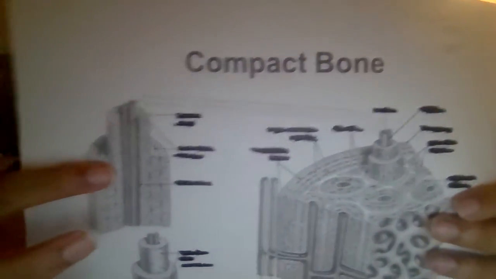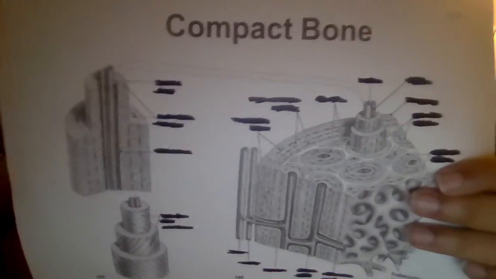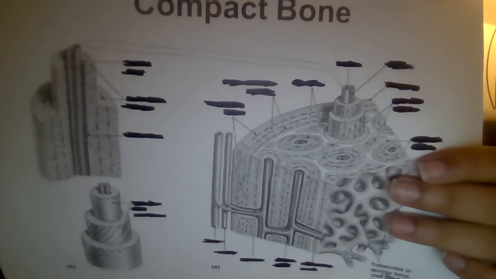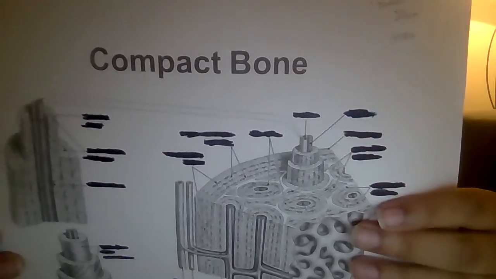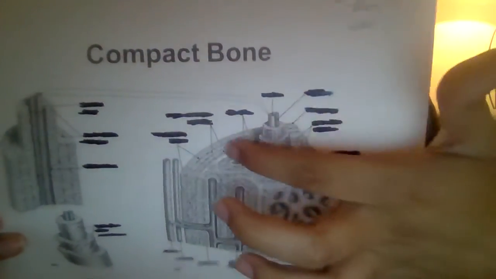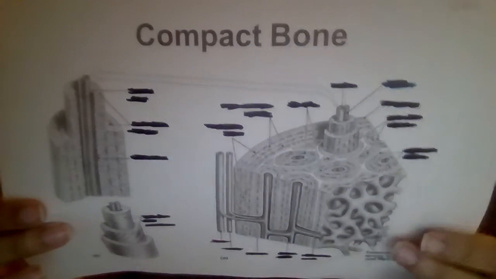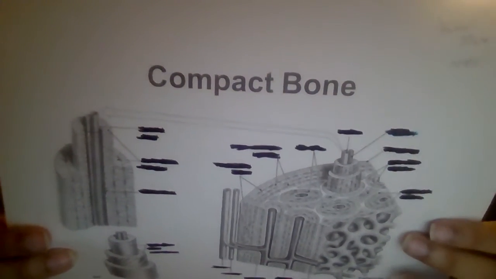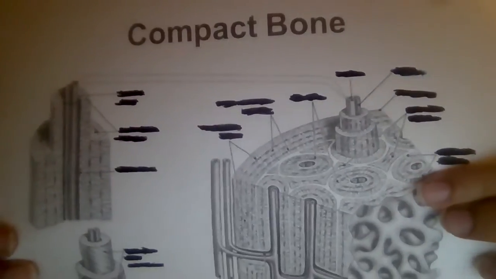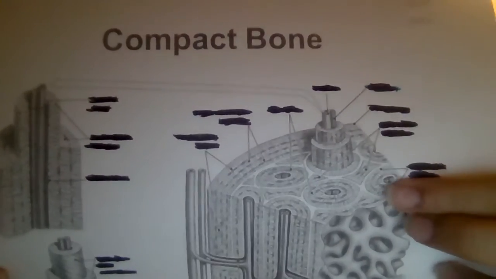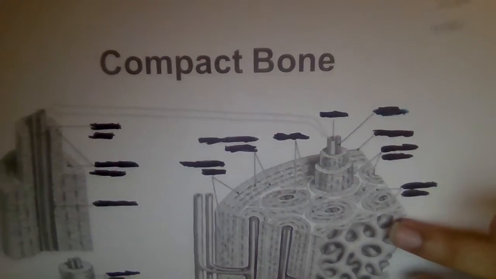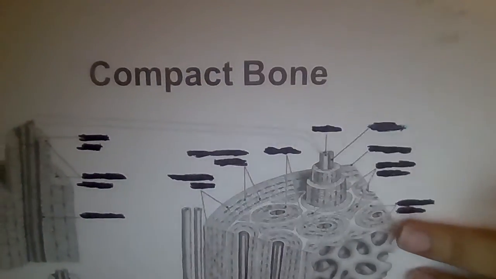It's a better picture, right? And they house the blood vessels. You have the circumferential lamellae, which is the outermost layer of the compact bone, so right there. And then the concentric lamellae, that's right here. They surround a central canal. Alright, lacunae are the small spaces between the lamellae.